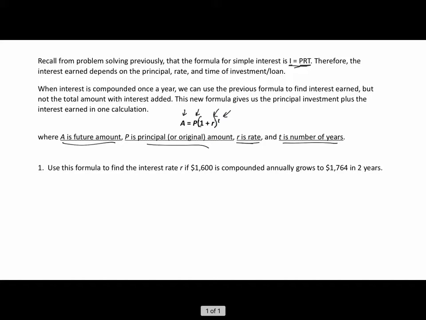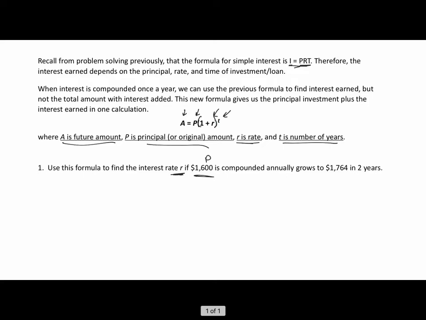So we're going to use this formula to find interest rate R, so that's what we're going to solve for, if $1,600 is compounded annually and it grows to $1,764 in 2 years. So let's identify all the pieces here. R is unknown, that'll stay R. 1,600 is the original investment, so that's P.